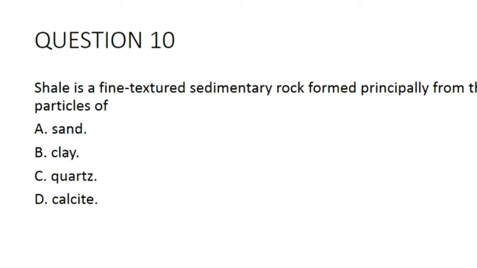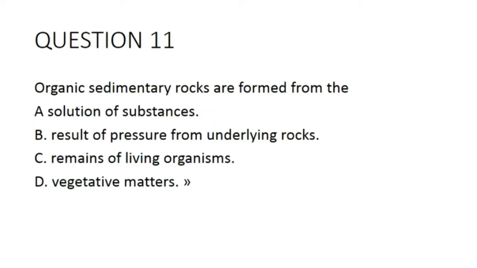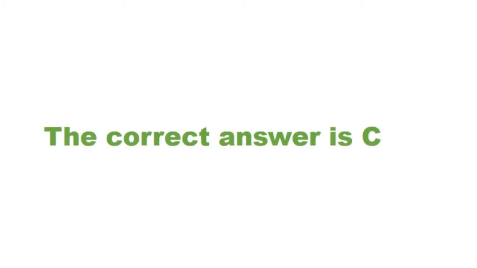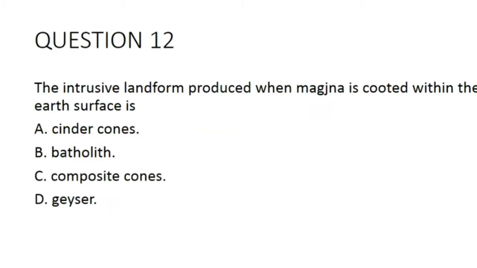Question 10. Shale is a fine texture sedimentary rock formed principally from the particles of A. Sand, B. Clay, C. Quartz, D. Calcite. The correct option here is option B. Clay. Question 11. Organic sedimentary rocks are formed from the A. Solution of substances, B. Result of pressure from underlying rocks, C. Remains of living organisms, D. Vegetative matters. The correct option for question 11 is option C. Remains of living organisms. Organic sedimentary rocks are formed from the remains of living organisms.